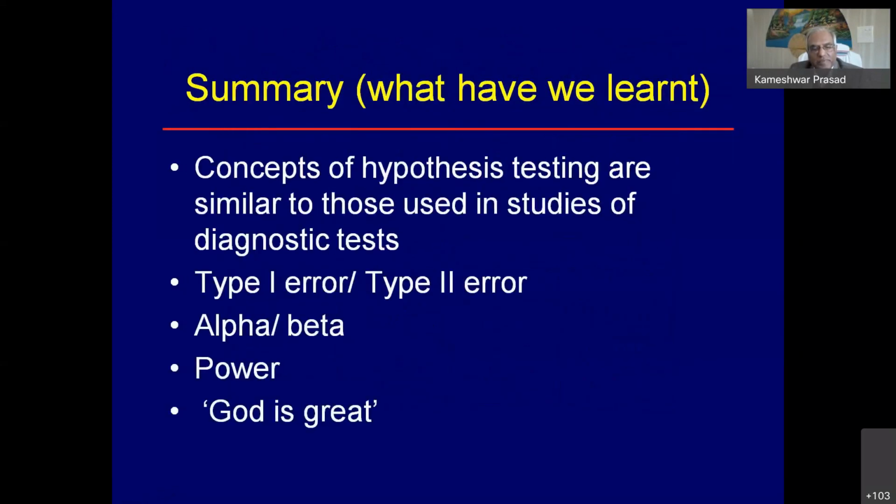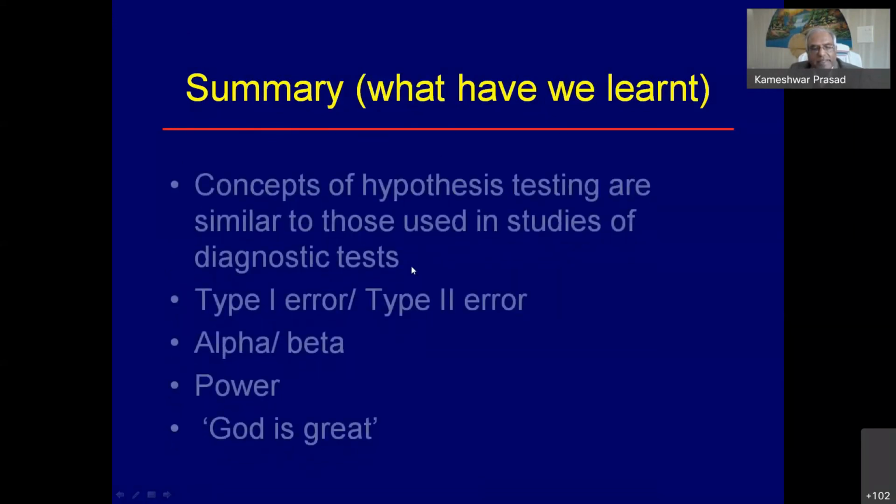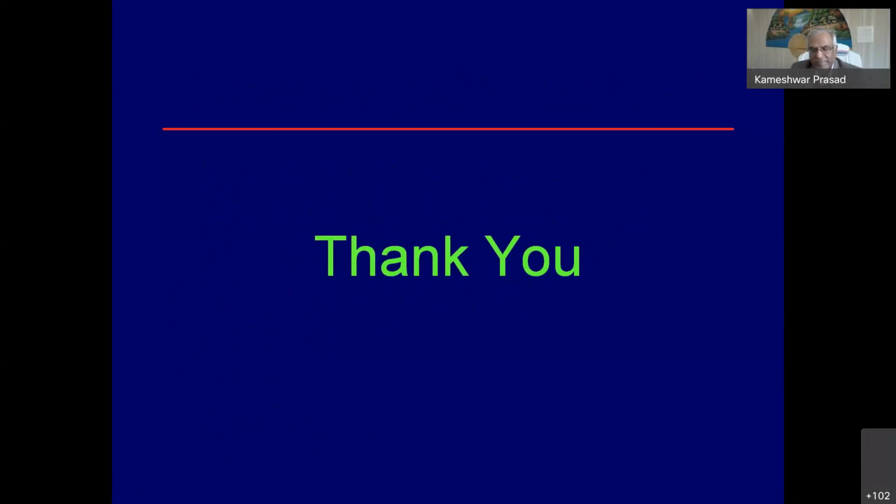So in summary, we have covered what is type 1 error, type 2 error, alpha, beta, power. And as I told you that you can't have the real truth revealed to you, that only God knows, so God is great. Thank you.